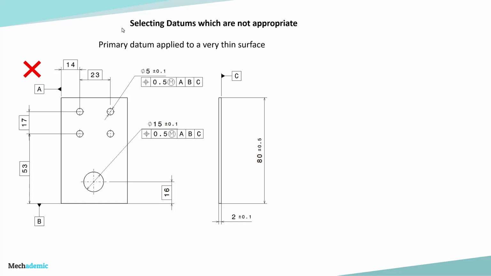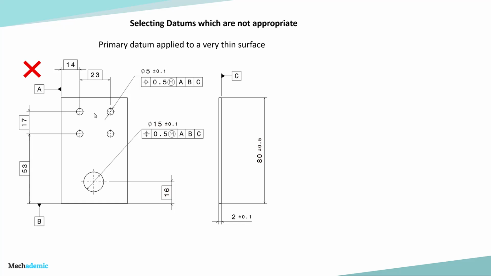So primary datum. Let's say you have a sheet metal plate as shown, which has a thickness of, let's say, 2 mm, and you are applying a primary datum on this surface, which is a very thin surface. This is not a correct application of primary datum feature, because the surface area is very small, it's very thin, and the part will not be stable if it is rested on the primary datum feature.